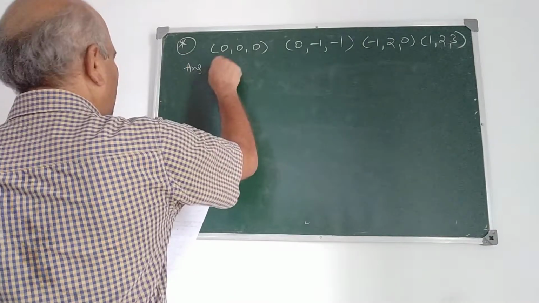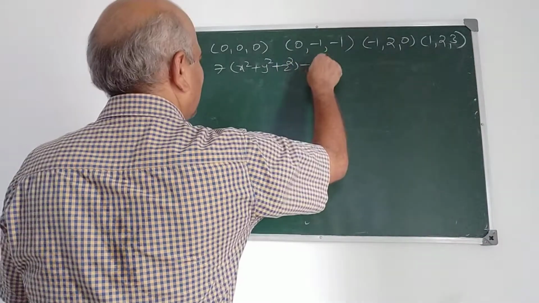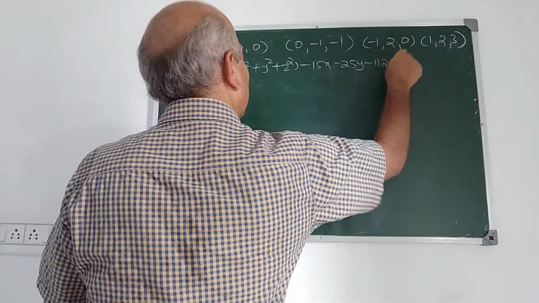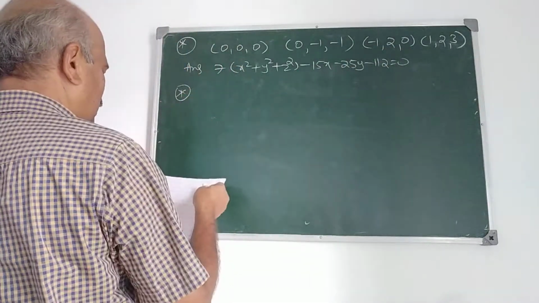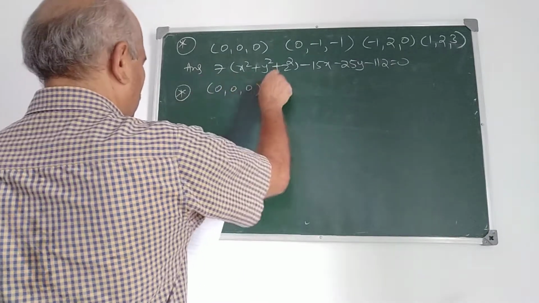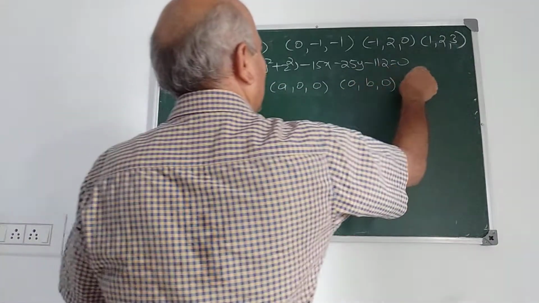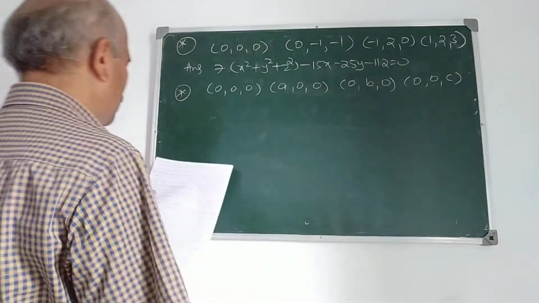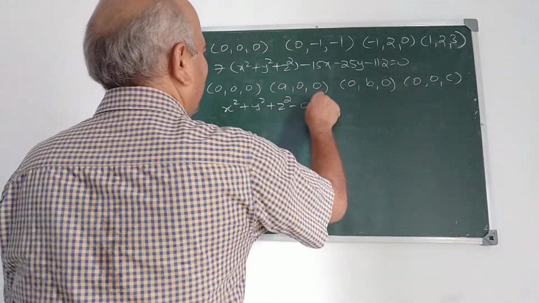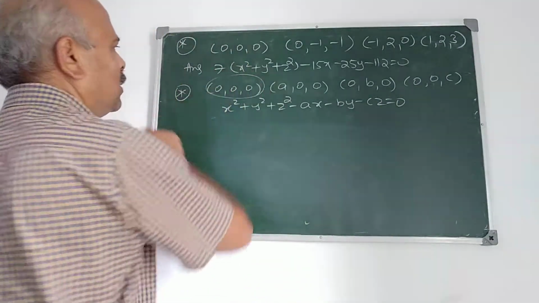Answer is 7 times x square plus y square plus z square minus 15x minus 25y minus 112 is 0. Equation of the sphere passing through 4 points. Find the equation of the sphere passing through 0, 0, 0, a, 0, 0, 0, b, 0, 0, 0, c. Answer is x square plus y square plus z square minus ax minus by minus cz is 0.